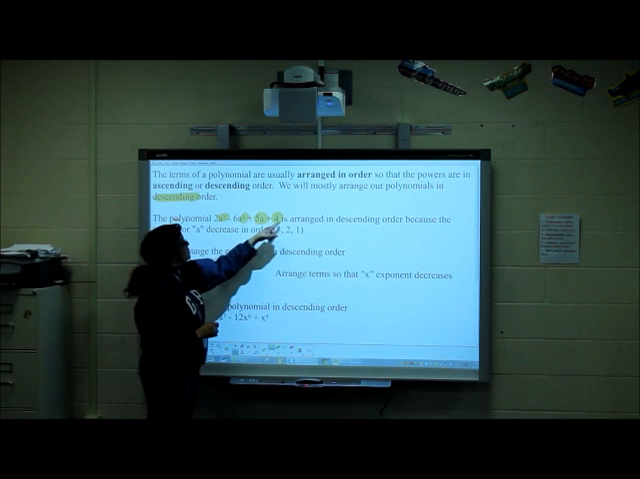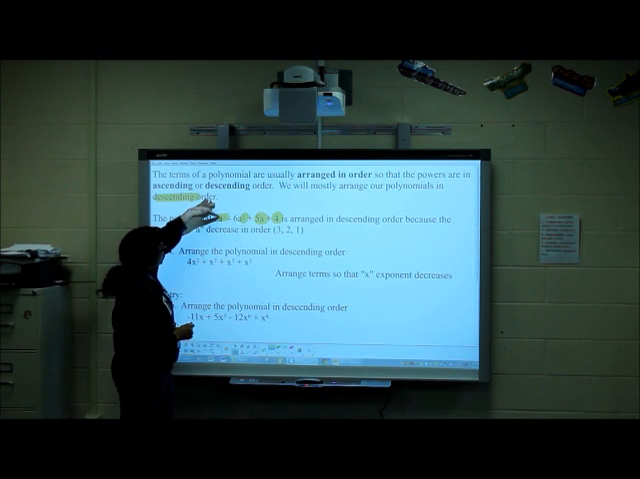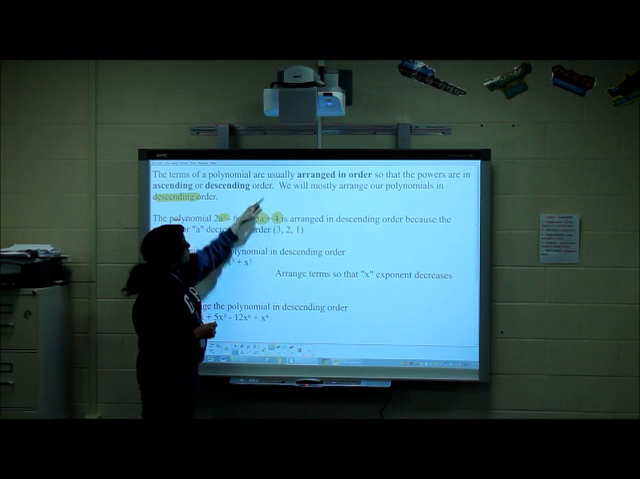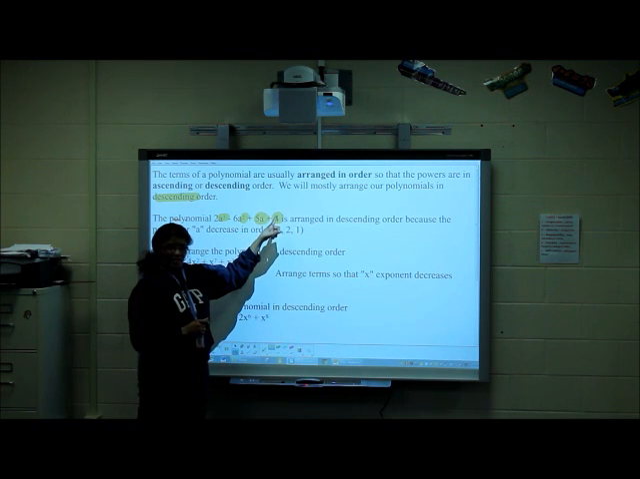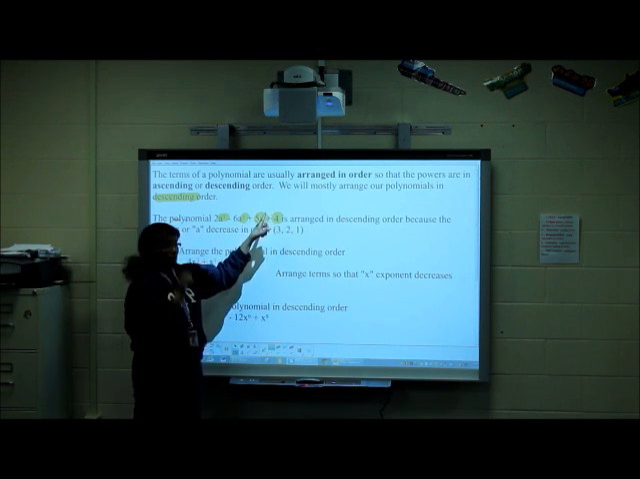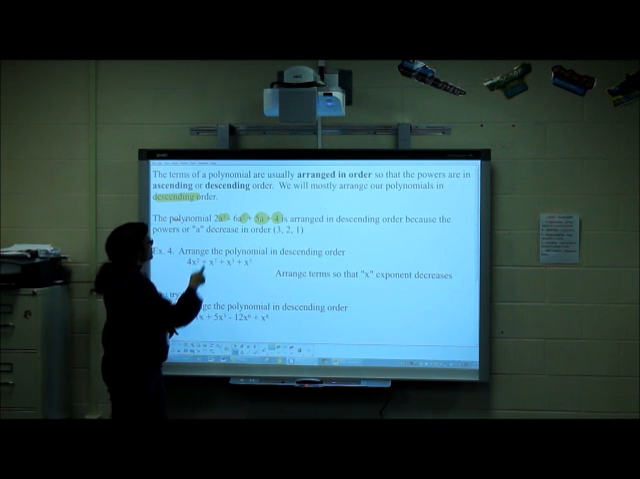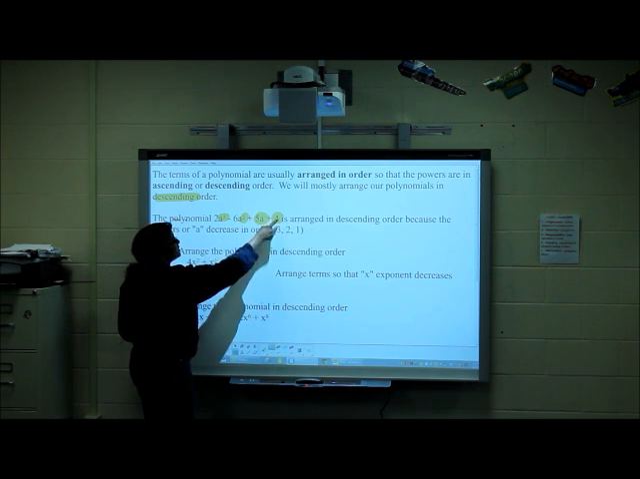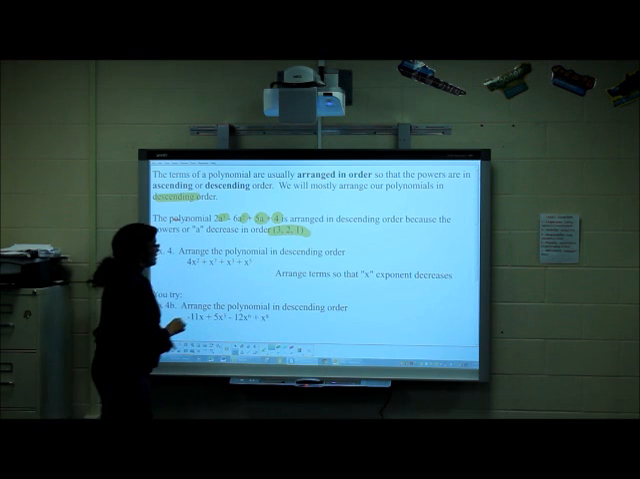Notice here, this is in descending order because a starts here as a cubed, then a squared, then a to the first. Wait, I don't see an a there. If I did, what would it be? 0. A to the 0, because a to the 0 is 1. Awesome. So 3, 2, 1, 0, those are all in descending order.